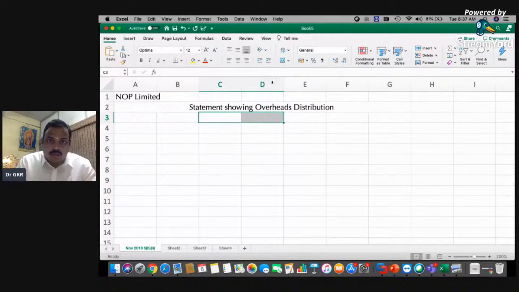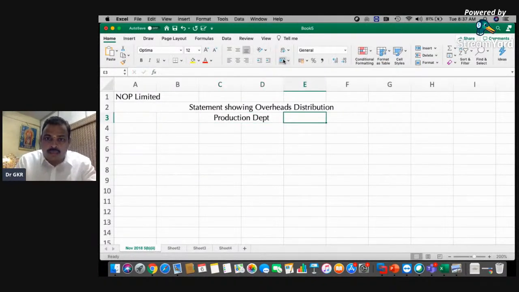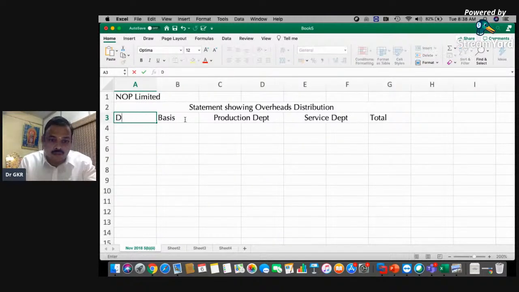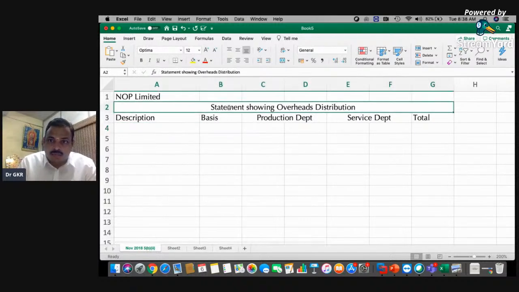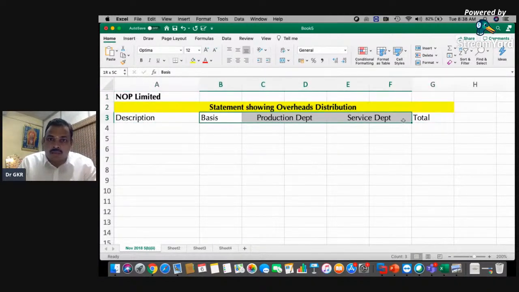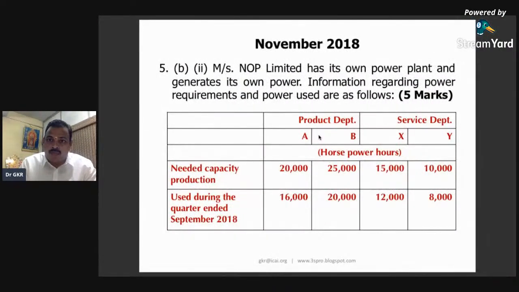I'll call these the production departments, and these are the service departments. And I'll call this the total. I'll have the basis of distribution, and maybe I'll have the description. So this is how we understand the entire thing. Okay, good. So this is your company: description, basis, production department. Now what are the departments you have? You have A, B, and X, Y.